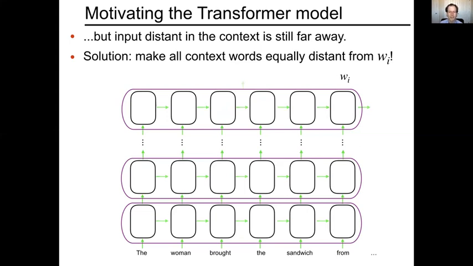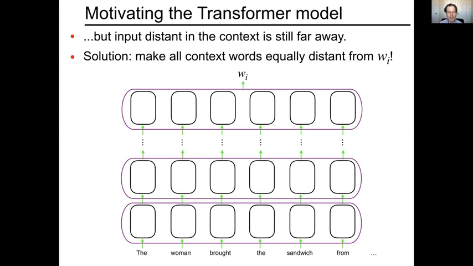Conceptually, this might look something like this. I've done two things. First of all, I've made W sub i equally far away or close to all of the context words at a conceptual level. And then the other thing you'll notice is that I eliminated the recurrent connections between words in each layer.